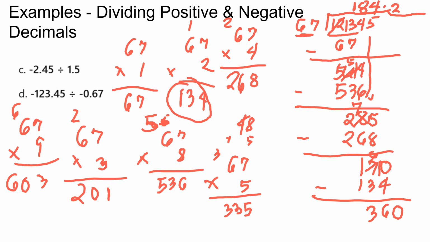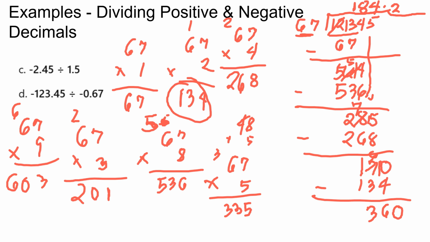Put 0 beside 36. So yes, 170 minus 134 would actually give us 36. And then we placed another 0. Let's continue our division. That's why this is the long division already. Now, how many 67s are there in 360?